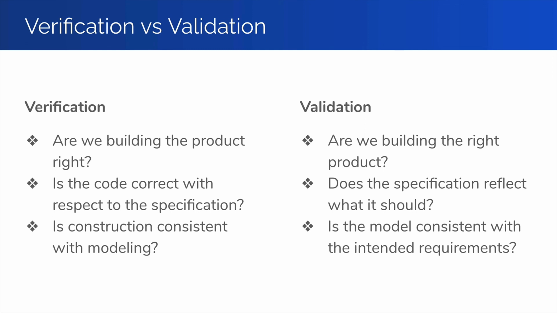To give some concrete examples, unit tests are a form of verification. You know what your component should do, and you write tests to make sure that it does it. Acceptance tests, on the other hand, are a form of validation. These tests involve the customer using some portion of the system to see if it works as they, the customer, intended it to work.